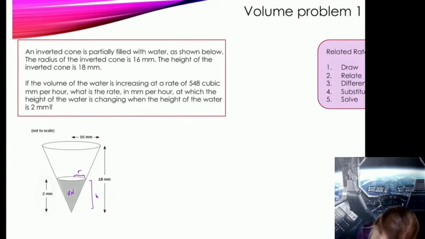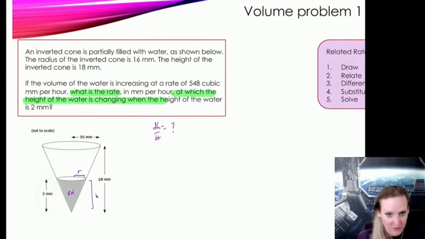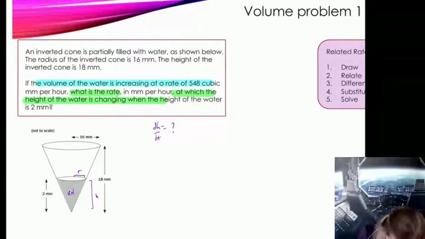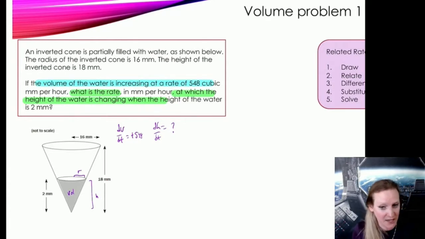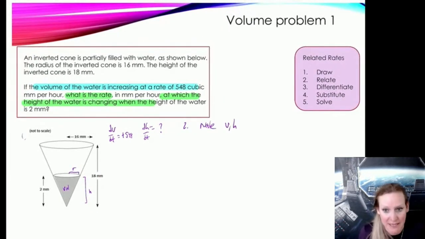And so approaching this problem again, what is the rate at which the height of the water is changing? Okay, that asks dH dt equals question mark. That's our objective, is to find it. And we're told that the volume of the water is increasing at a rate of 548. So I know that dV dt equals positive 548. So my mission is to relate V and H and then differentiate that expression. So that was step 1. Step 2, relate. I'm going to relate V and H.